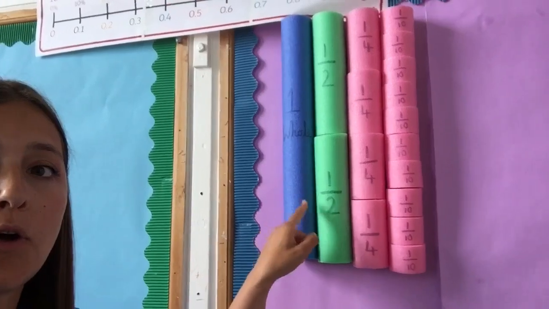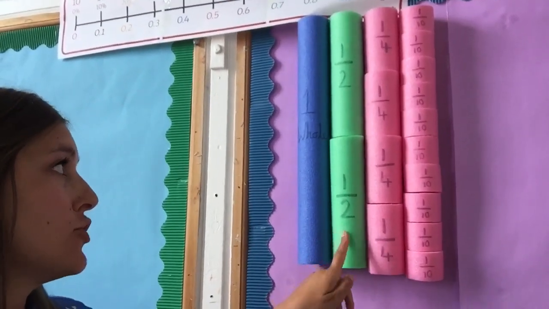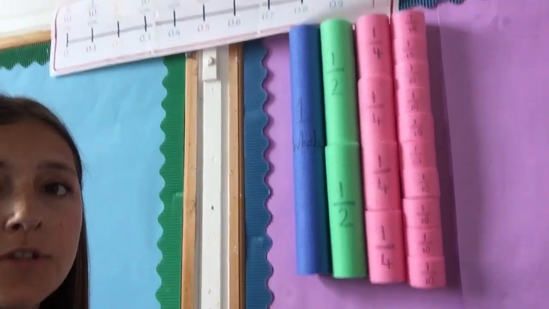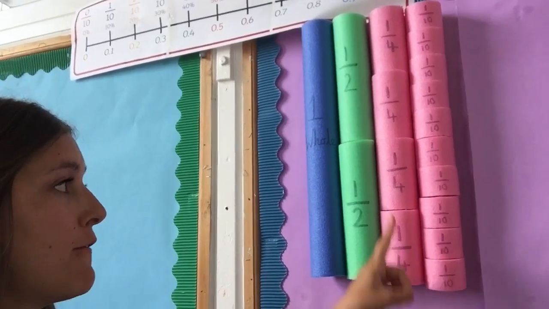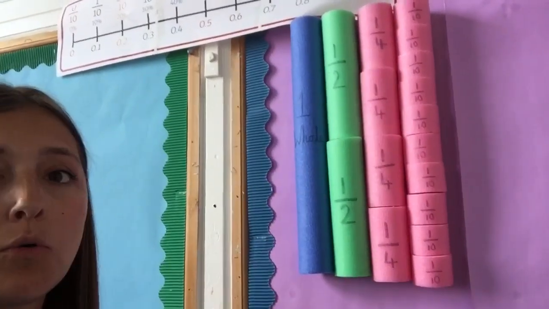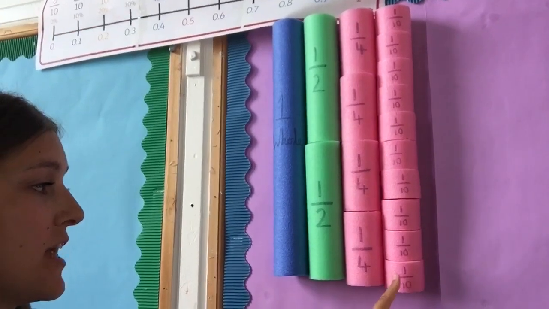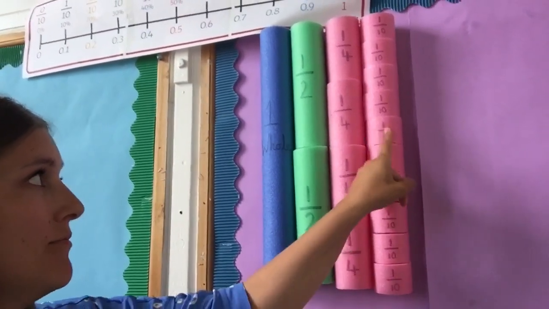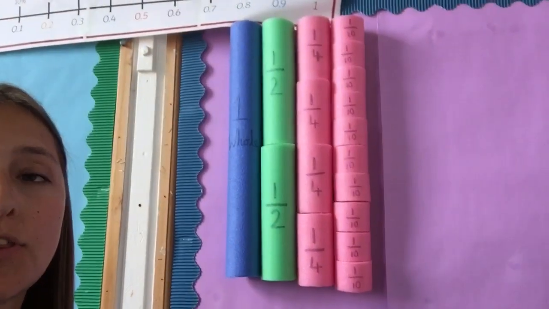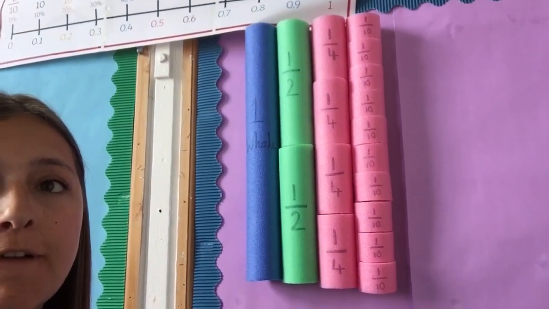So there's one whole, that's the same as 2 halves. That's the same as 4 quarters. And that's also the same as 10 tenths. So those are all equivalent fractions to each other.